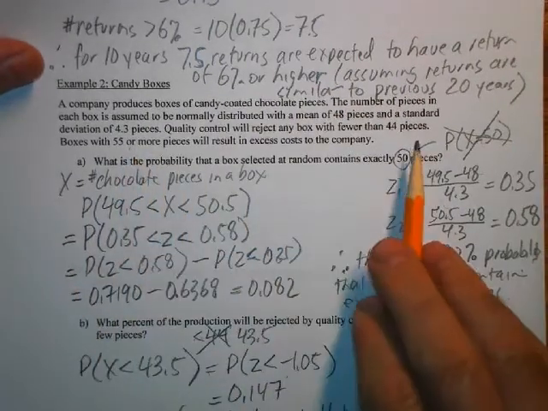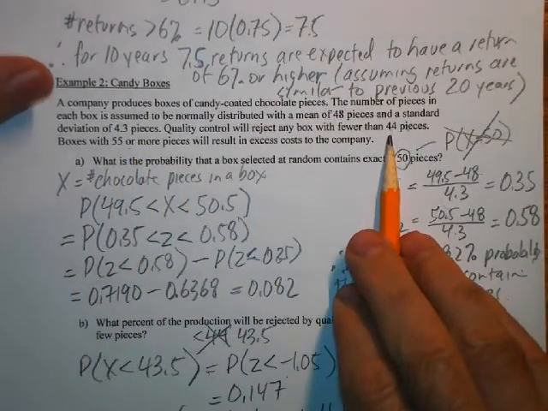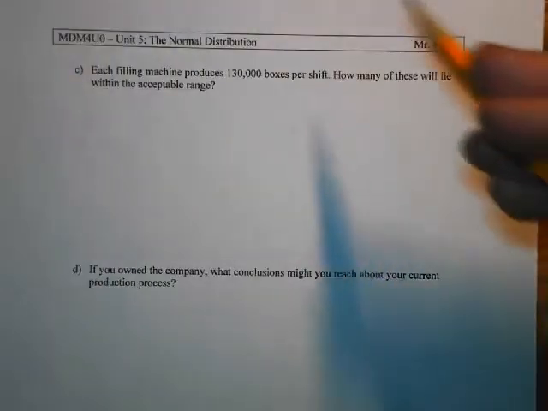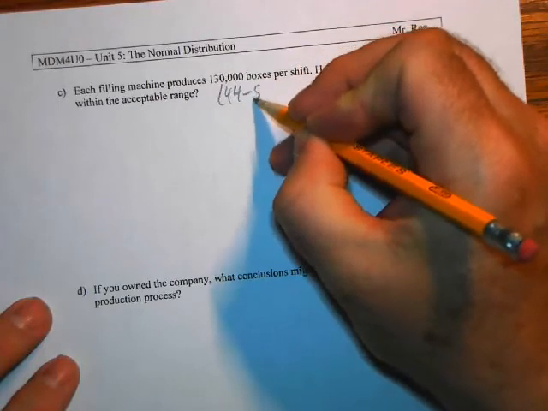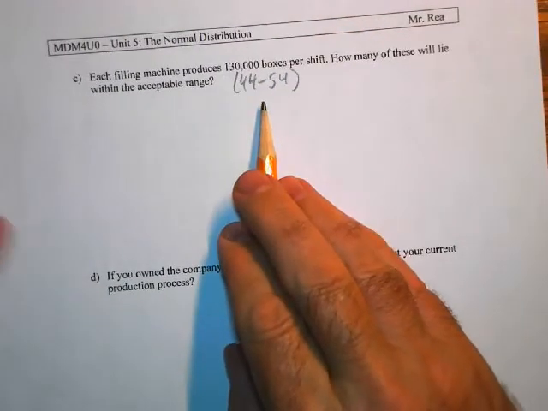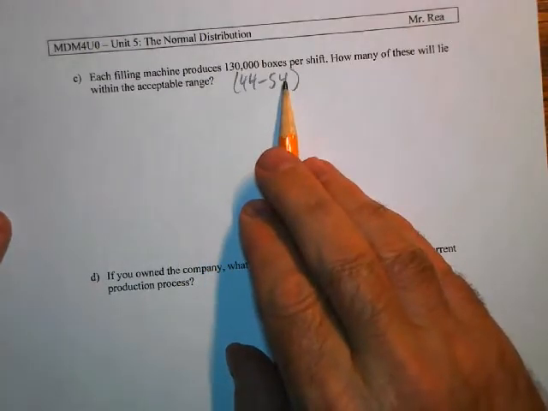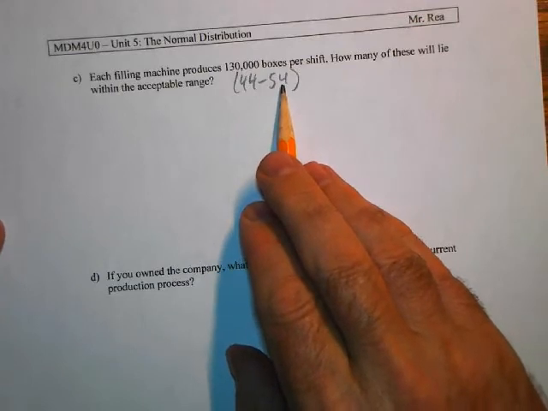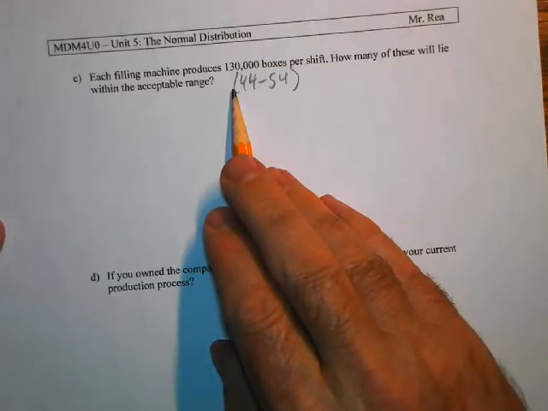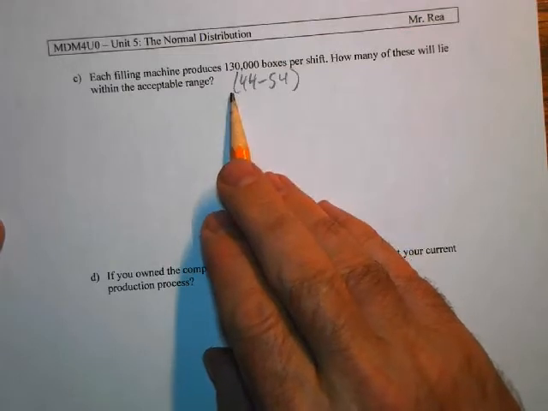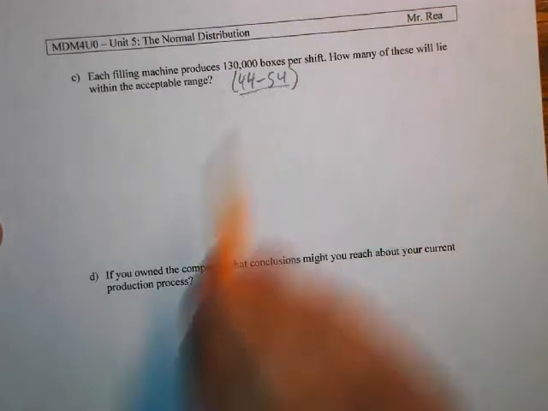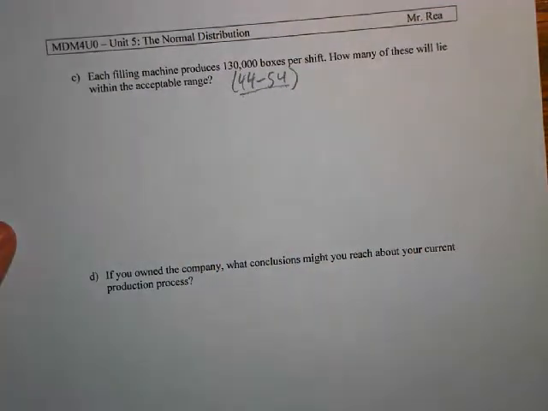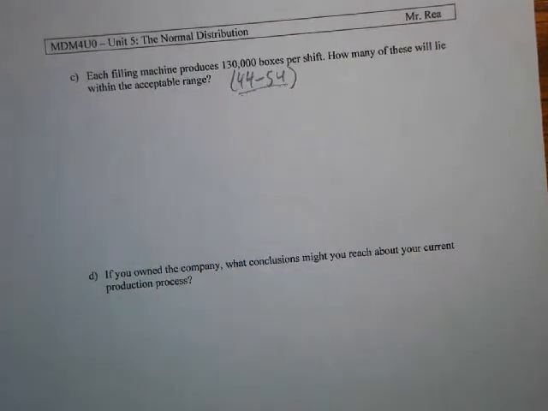So the boxes have to be between 44 and 54 because, so I'm just going to write that down so I don't forget. So that's acceptable because 55 chocolates in a box is going to cause us to lose money, and 43 or less means we're ripping off our customers with too few chocolates. So this is the sweet spot here, 44 to 54. Anything outside of that would be unacceptable.